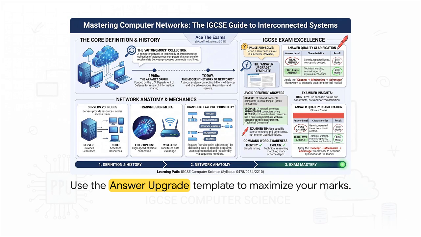Understanding this network anatomy really reveals the clear difference between dropping a weak, generic answer and a high-level mark-scoring one. A weak answer is going to say something like, oh, a network connects computers to share things. Honestly, that scores maybe 2 out of 10 marks. But if you use our answer upgrade template, a high-level response specifies that it connects autonomous computers using specific protocols to share resources, like, say, a centralized database, within a highly specific scenario environment.